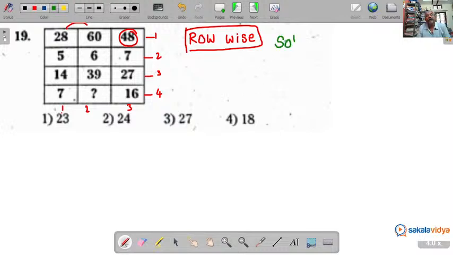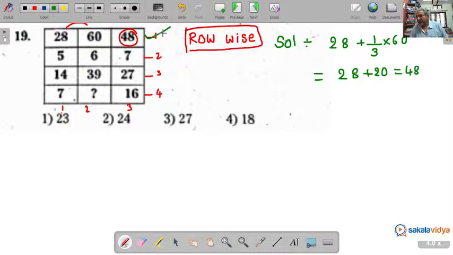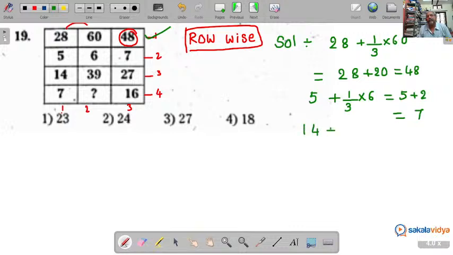So what is the pattern we apply here? 28 plus 1/3 of 60, so 48. Yes, okay. So this pattern has been satisfied. Go for the next one. 5 plus 1/3 of 6. 3 ones are 3, 3 twos are 6, so 2. 5 plus 2 is 7. Yes, okay. Got it. Let us check the next one also. 14 plus 1/3 of 39.